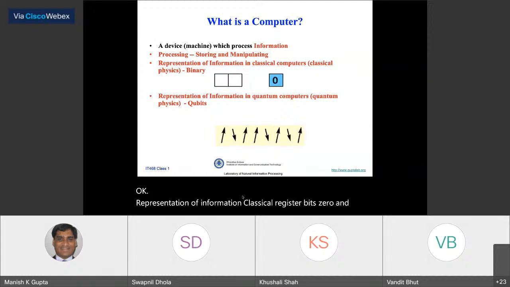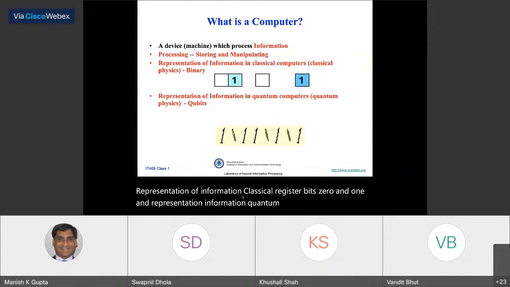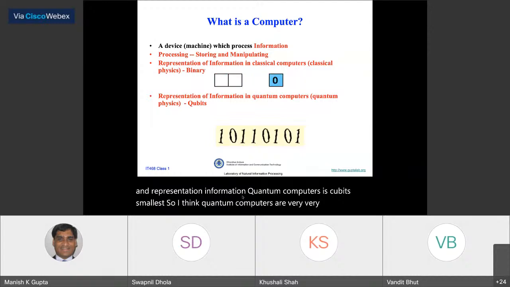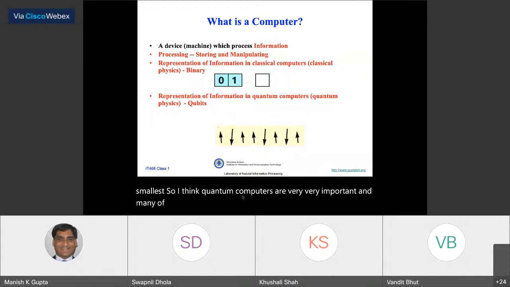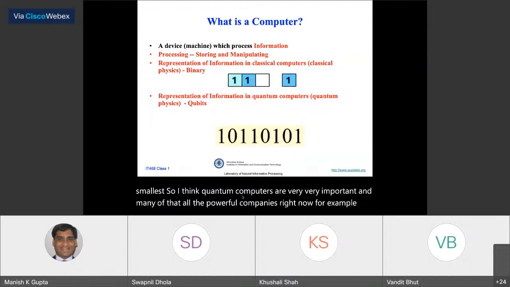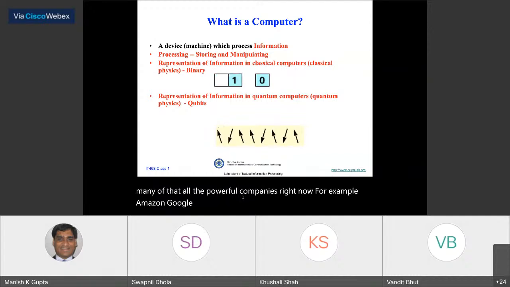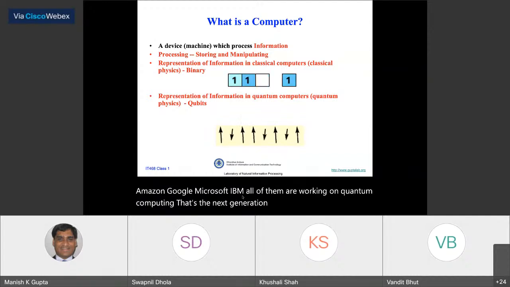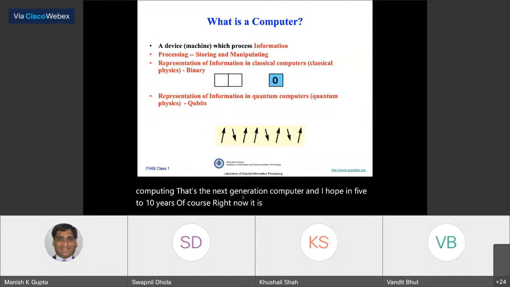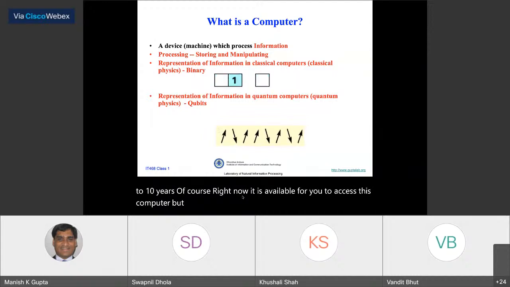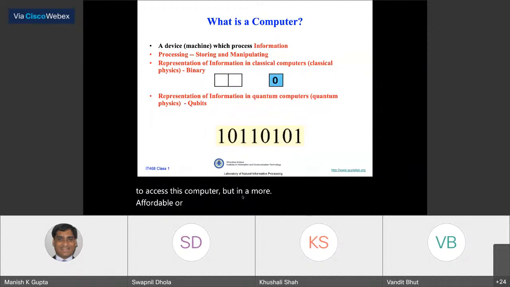And the representation of information in quantum computers is qubits, the smallest unit. I think quantum computers are very important, and many of you know that all the powerful companies right now, for example Amazon, Google, Microsoft, IBM, are working on quantum computing. That's the next generation computer, and I hope in 5 to 10 years it will be more affordable. Of course, right now it is available for you to access, for example through IBM Qiskit.